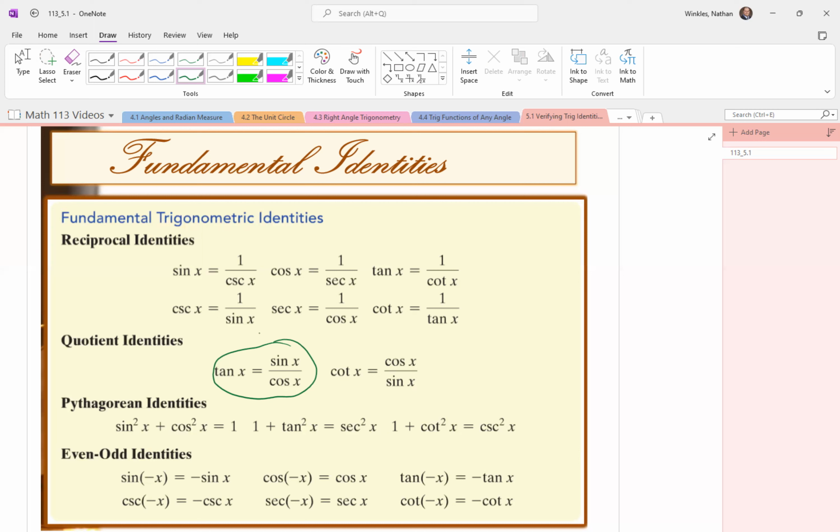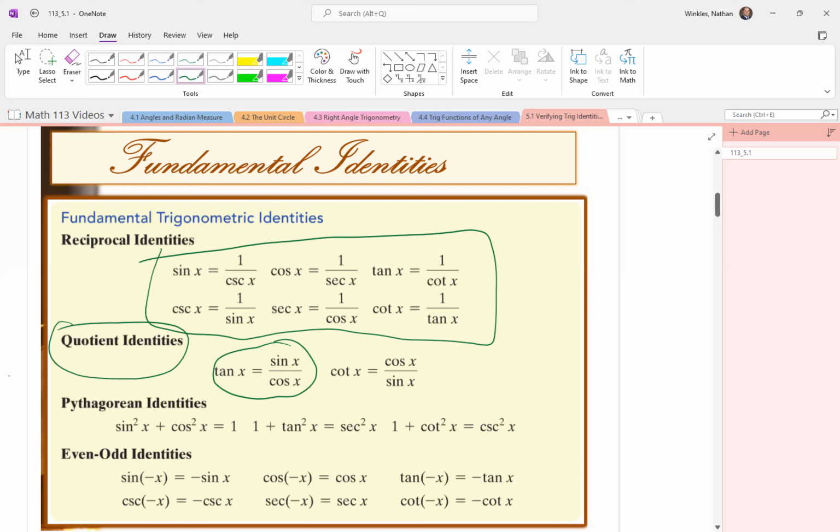Same thing with cosecant of negative x, that's equal to minus cosecant of x, because it's odd. Secant of negative x is equal to secant of x, because it's even, and cotangent of negative x equals minus cotangent of x. So when we're seeing this, some of the big ones that we're going to consider are the reciprocal identities, along with the quotient identities and the Pythagorean identities. Those are the three main ones that we will focus in on.